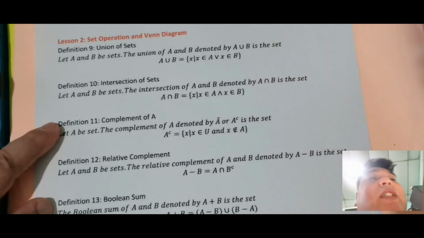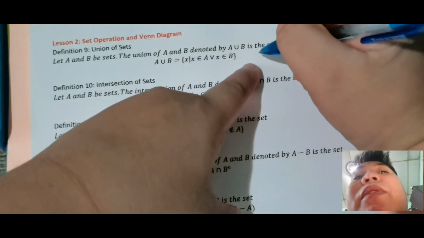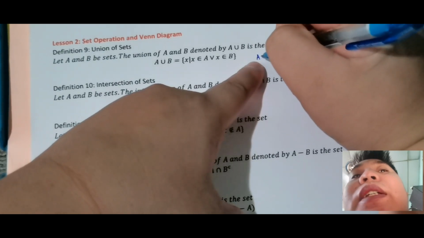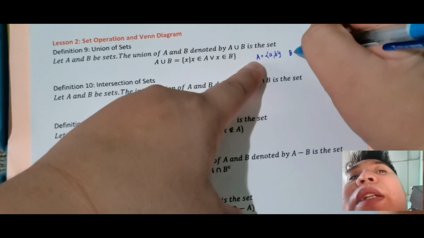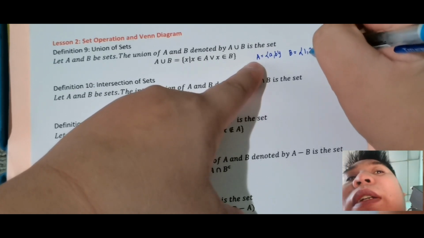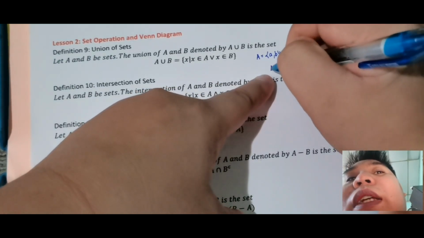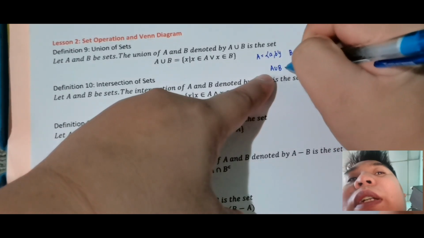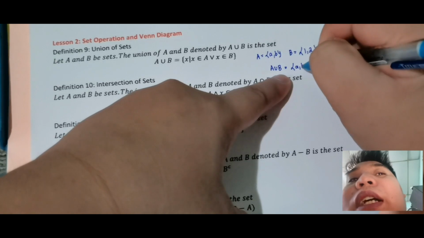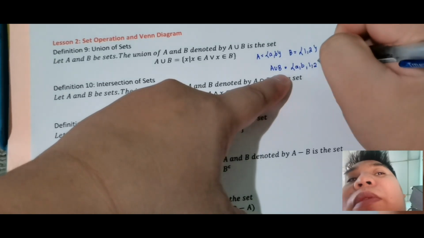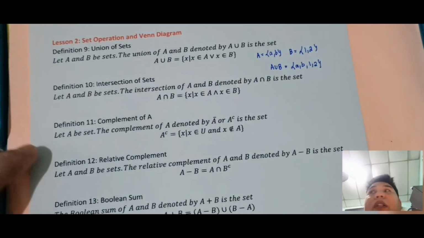Okay, so in a very simple example, kasi mamaya may example pa naman ako. For example, I have A is the set containing a and b, and B is the set containing 1 and 2. Note that A union B is the set containing, pagsasamahin ko na yung meron kay A and B, that is a, b, 1, 2. Okay, so ganun lang kasimple si union.